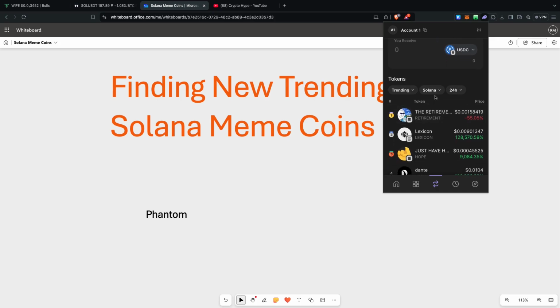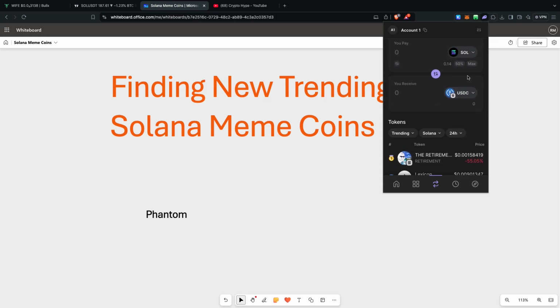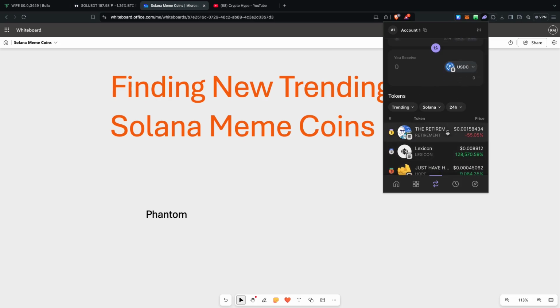So if you take a look at this, this is Phantom Wallet, and you can get the extension everywhere: on Brave, on Google Chrome, Mozilla, Microsoft Edge. This particular Solana wallet is absolutely everywhere. In case you don't really understand what I'm talking about, we are going to be finding and discovering trending Solana meme coins inside the Phantom wallet.